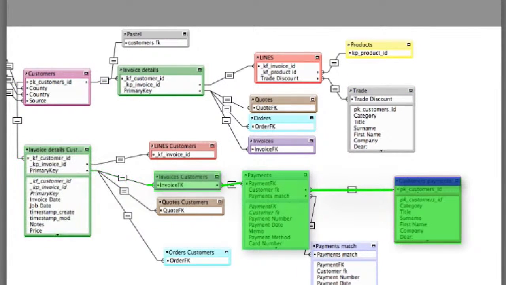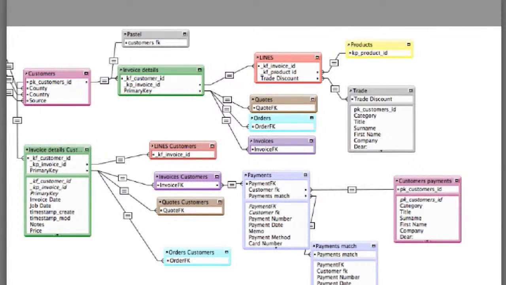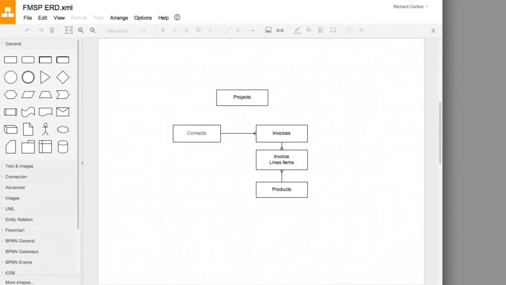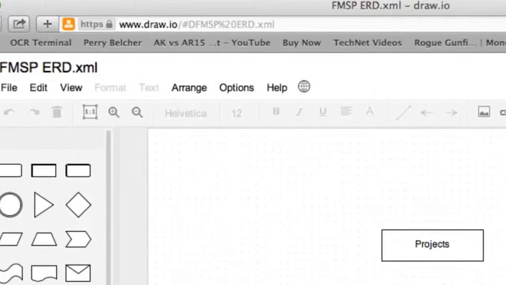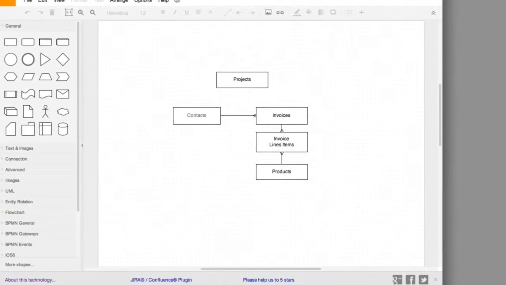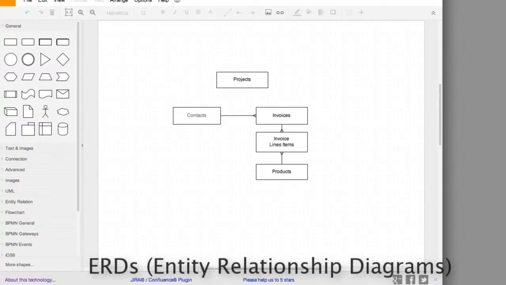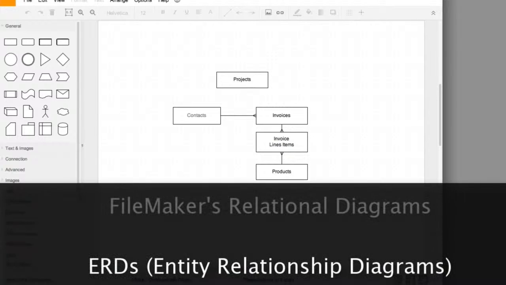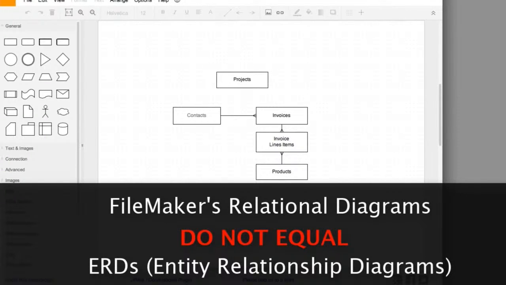Now that we've talked about the relationship diagram a little bit, I want to show you what the industry uses to design and model relational databases. Here I'm accessing a free online app called Draw.io. This is a free online application that you can fire up that's really helpful in drawing entity relationship diagrams, or ERDs. Now, ERDs, while they look somewhat similar to the relational diagrams with TOs that you saw within FileMaker, are decidedly not the same thing.